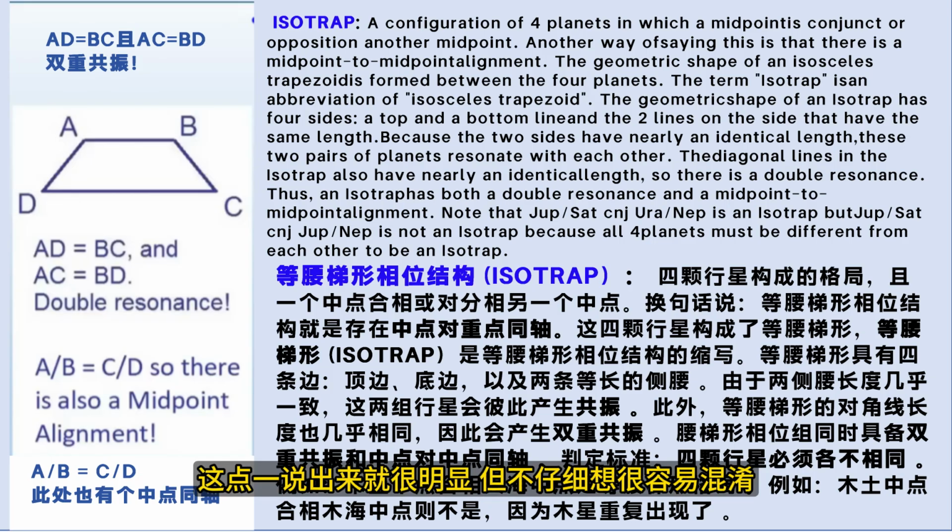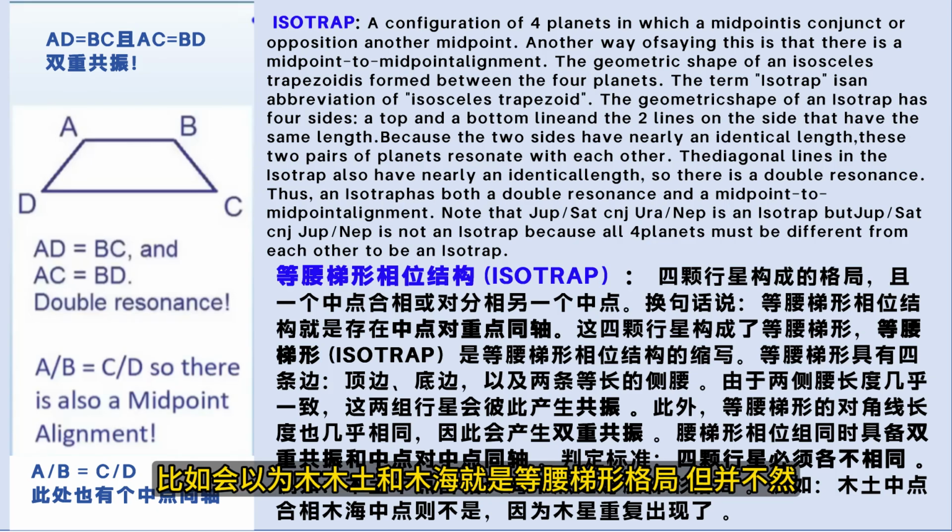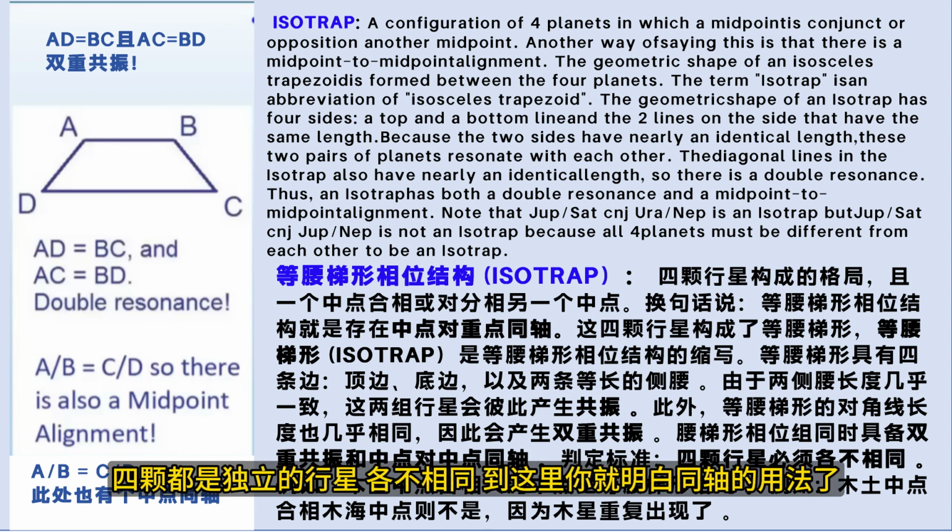But it's obvious when you say it, but if you don't think about it, you might sometimes think, oh, there's Jupiter, Saturn, Jupiter, Neptune, that's an isotrap. No, it isn't. They have to all be separate planets, all different planets, 4 different planets.